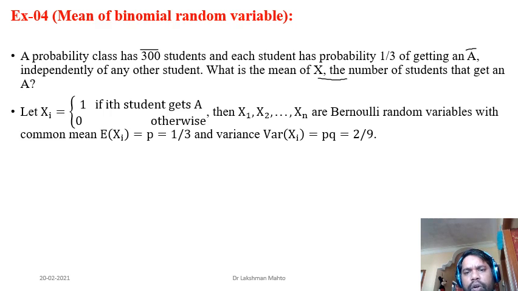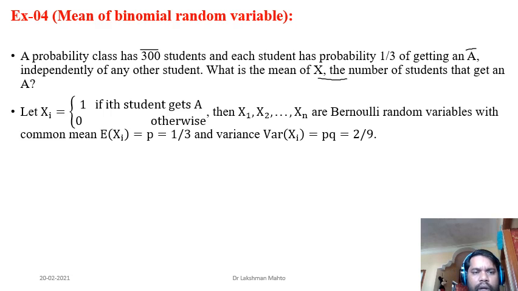We know that a binomial random variable can be decomposed into Bernoulli random variables. So from that perspective, first define the Bernoulli random variable. If you take a student, then definitely that student will have only two scenarios: either the student will get A or will not get A. So that means a binary situation.